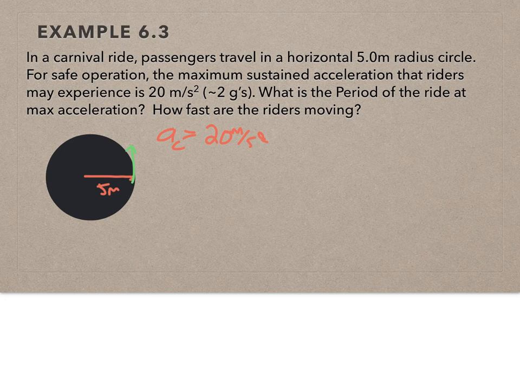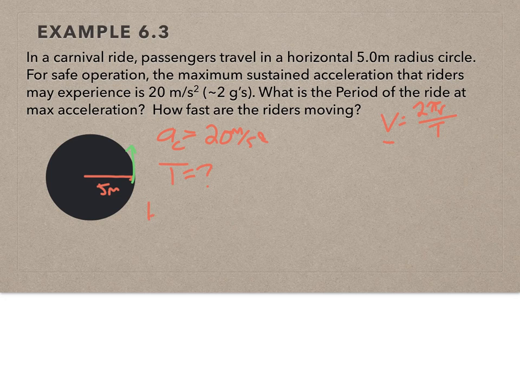What's the period of the ride? So I'm looking for capital T. What do I use with capital T? I know that V equals 2 pi R divided by T. So I also need to know the speed if I want to know the period. I do know the radius. So let's find the speed first, which happens to be the second part. So let's answer part B first.